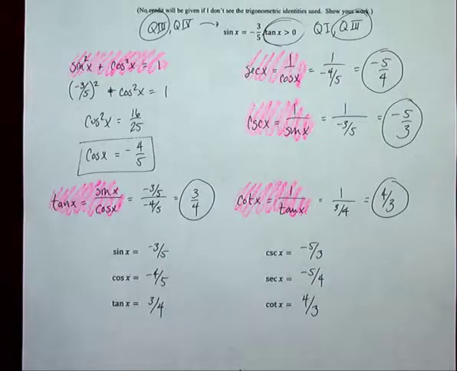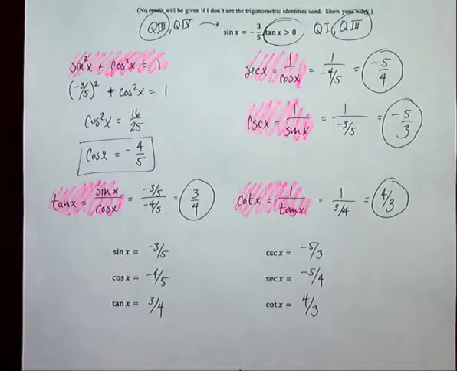Now you may have gotten all of these values, but if you didn't get them in the specified way, you didn't get any points, because the whole point was to use the trigonometric identities numerically, okay?